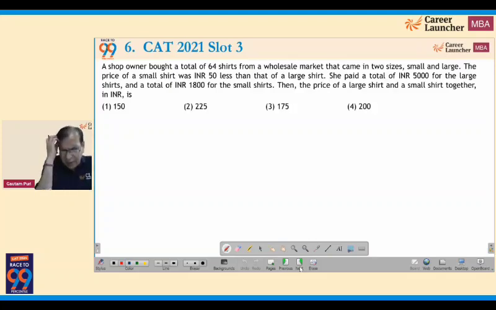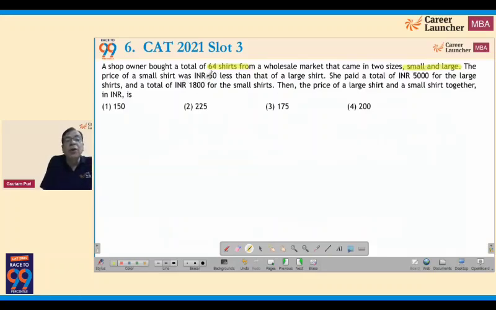Okay. This is a question which most people left in the paper. CAT 21 slot 3, very, very simple, straightforward question if you understood, if you are willing to work with the options. Okay. A shop owner bought a total of 64 shirts from wholesale market that came in two sizes, small and large.